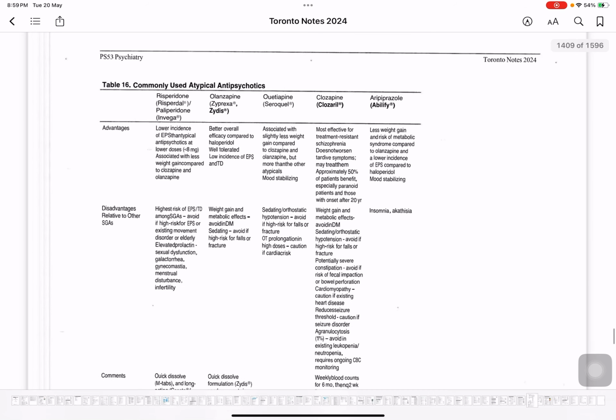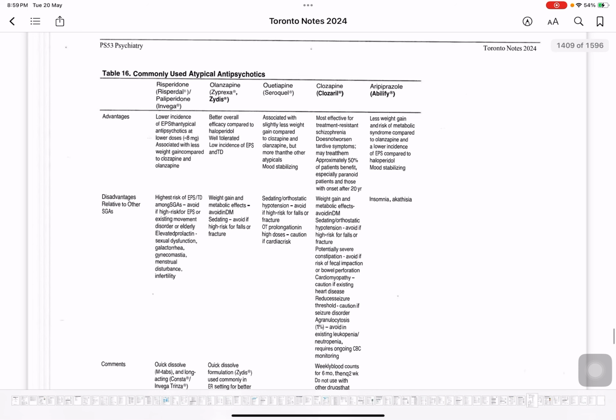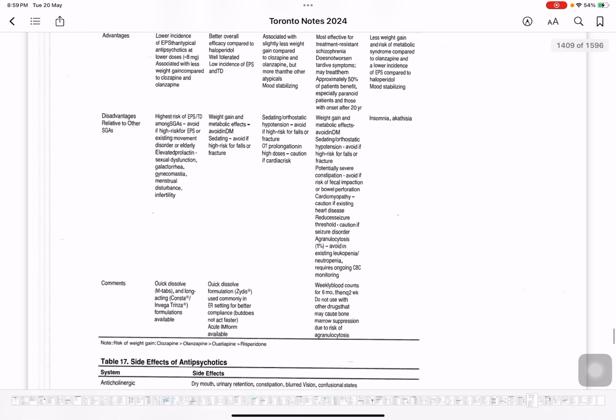Now moving to olanzapine: better overall efficacy compared with haloperidol, well tolerated, low incidence of EPS and TD. The problem is weight gain and metabolic effects. So you have to avoid olanzapine in patients who are diabetic because it causes metabolic problems. It is sedating, so avoid if high risk of falls and fracture. So you have to avoid olanzapine in two patients: one is diabetic and the other is high risk of fracture or falls. Okay, so make notes of these conditions.